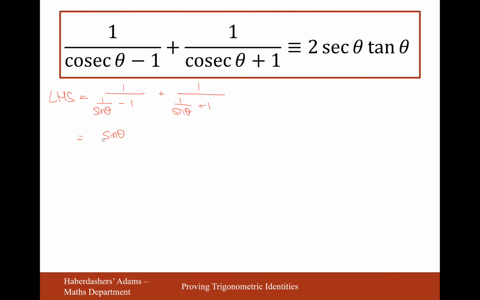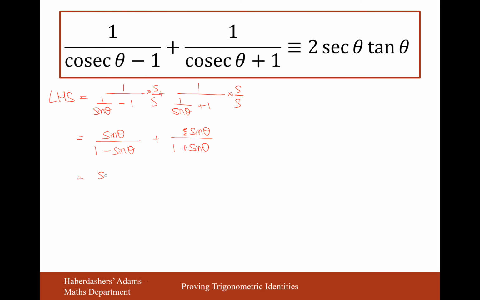give me sine theta over 1 minus sine theta. And the second part, it's going to be 1 over 1 plus sine theta. So not 1 over, it's going to be sine theta, because you have to times top and bottom by sine theta here. So it's times top and bottom by sine on both of them. So that's what we've done from first step to second step.